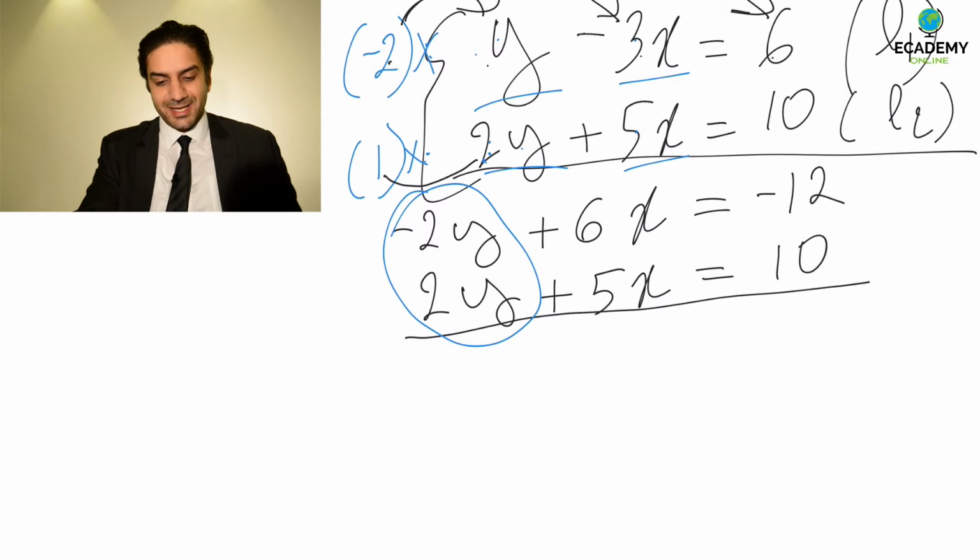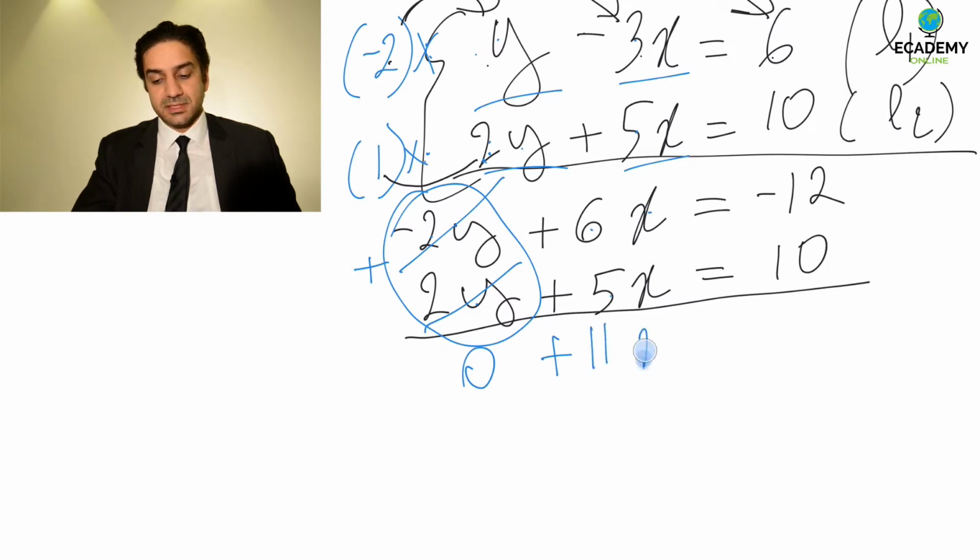So I will add the two equations now to join them. When I add common values, I will add negative 2y to 2y. This will cancel out. This will become a 0 plus 6x plus 5x. This is 11x because 6 plus 5 is 11, equals minus 12 plus 10. This is just minus 2.